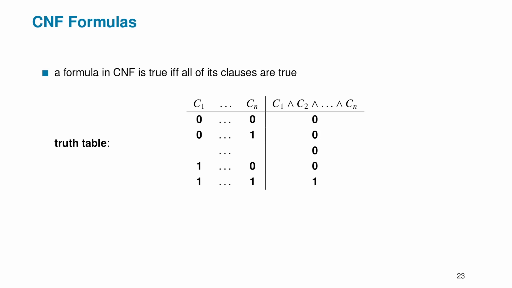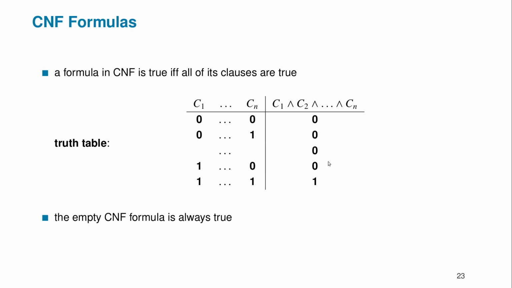So a formula in CNF is true if and only if all of its clauses are true, which is reflected in the truth table: here we have the clauses in the headline, and if all of the clauses are true, then the conjunction of the clauses is true.